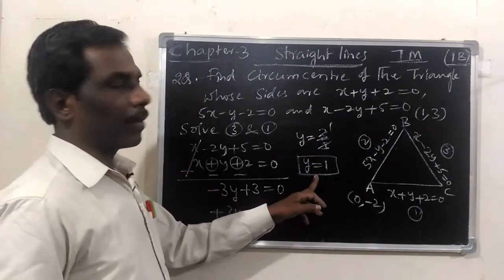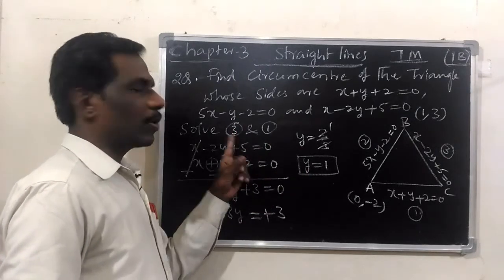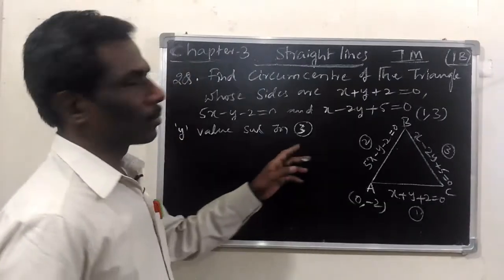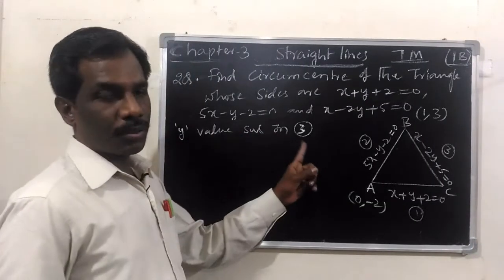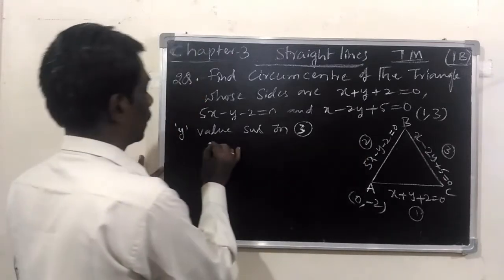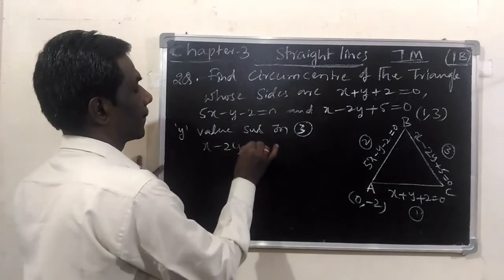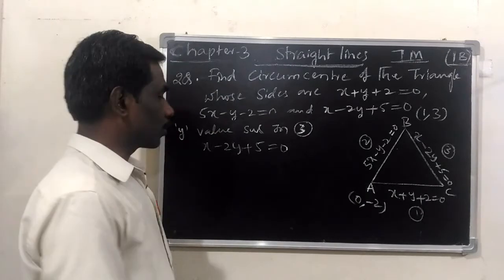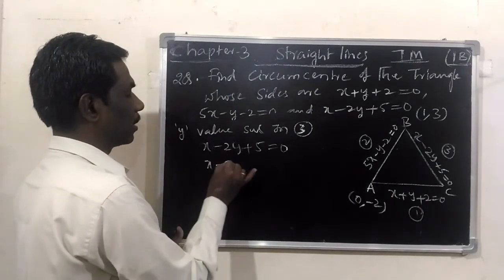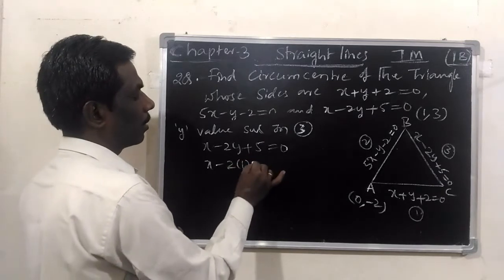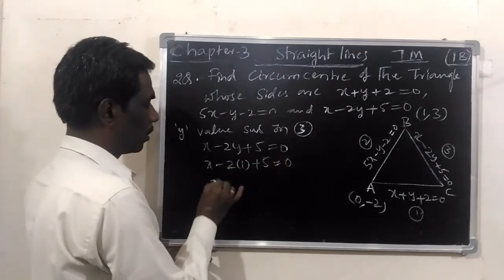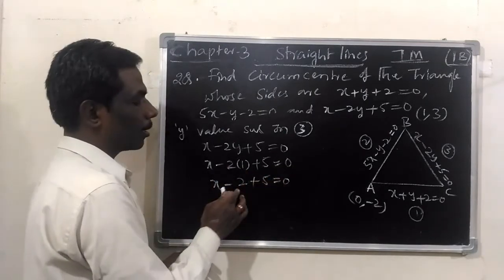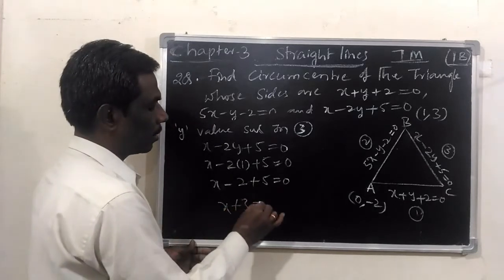Now substitute this y value in the third equation or the first equation to get the x value. I am substituting this y value in equation 3. So what is equation 3? It is x minus 2y plus 5 equal to 0. So x minus 2 into the y value, which is 1, plus 5 equal to 0. x minus 2 ones are 2, plus 5 equal to 0. x minus 2 plus 5 is plus 3 equal to 0.